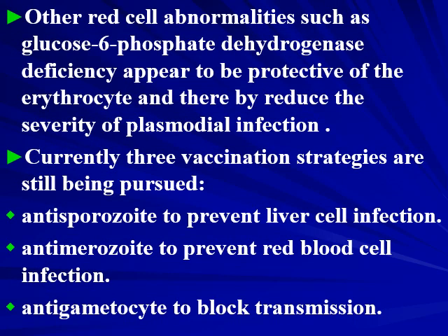Other red cell abnormalities such as glucose-6-phosphate dehydrogenase deficiency appear to be protective of erythrocytes and thereby reduce the severity of plasmodial infection.